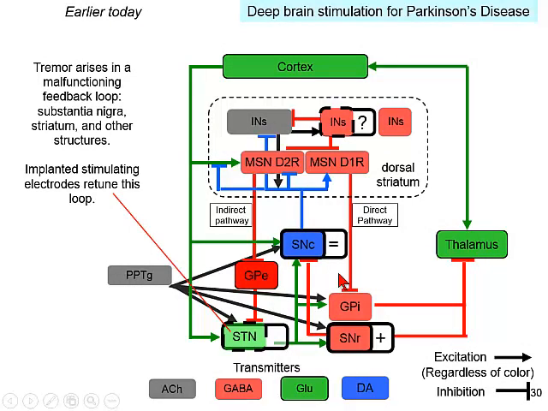Now we return to Parkinson's disease. The problem with deep brain stimulation is actually, although it works very well, nobody knows how it works. In fact, people are not even sure whether it works. Does it retune this stimulating loop? So this is a picture of the circuitry in the midbrain. It's fairly complex.